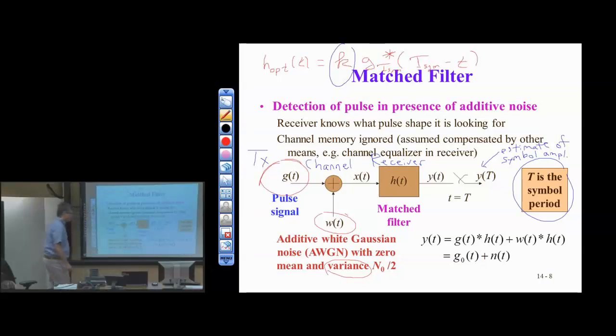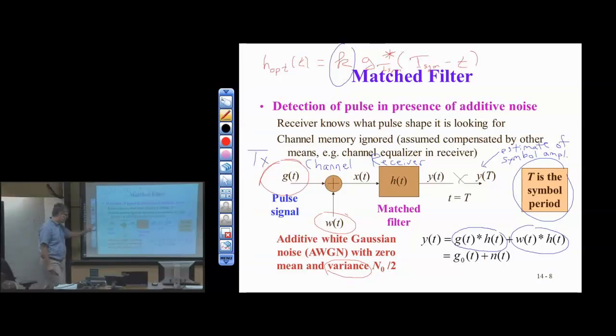Okay, so if we look at what's going on here from just how signals are flowing through the block diagram, the receiver is getting two inputs, right? It's seeing the pulse shape, g(t), and the noise, w(t). So y(t), the output of the matched filter, has two components. I have the convolution of the pulse shape and the matched filter's impulse response, and for the second input, I have the additive noise in the channel convolved with the impulse response of the matched filter.